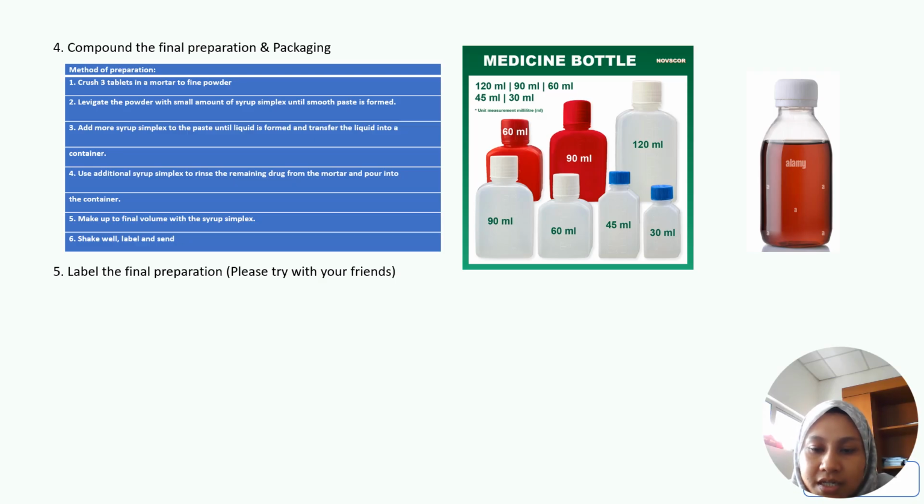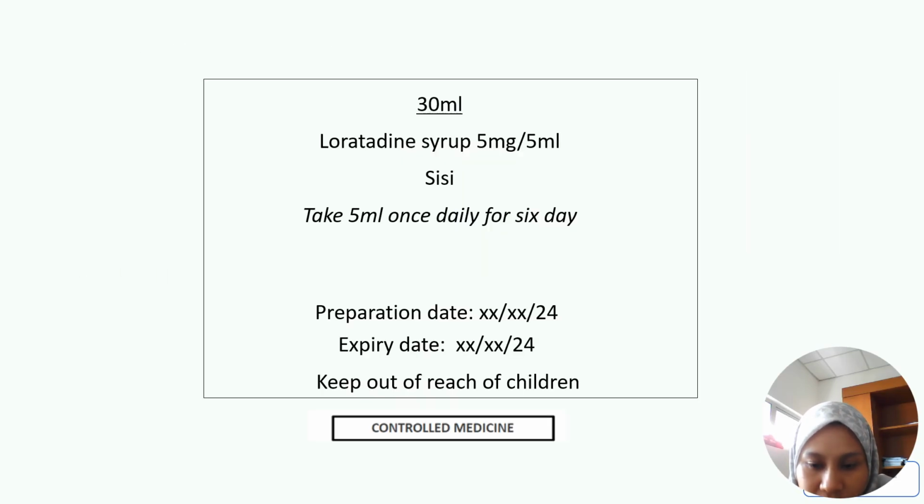When we finish pouring our solution into the container, we have to prepare the label. You can try with your friends, but I'm just going to show you. So this is the label. 30 ml is the volume of the product, and then the name of the medication, and also the strength. The strength follows the remark given to you, then the patient name, and also the instruction. Make sure the instruction is correct.